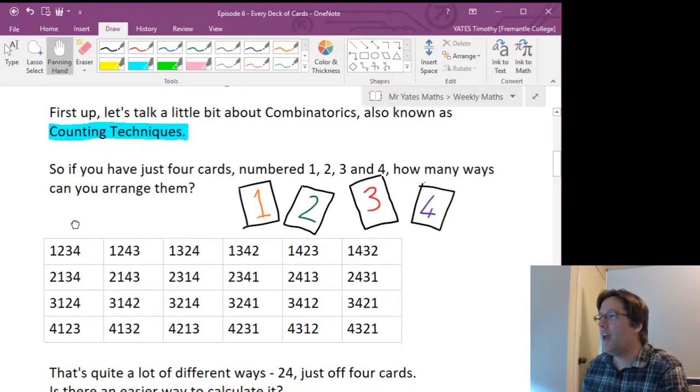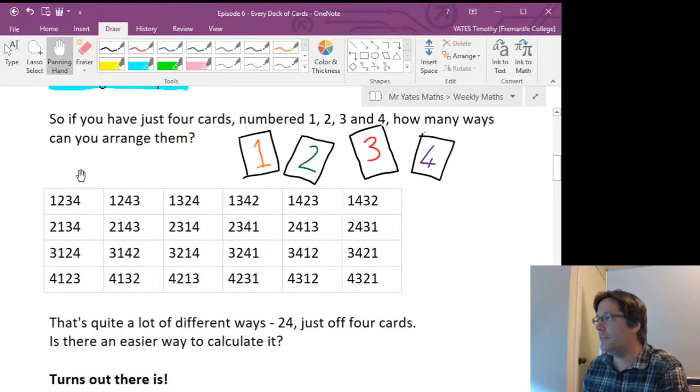So if we have just 4 cards numbered 1, 2, 3, and 4, how many ways can you arrange them? And I've got all the different ways we can arrange them down here. All of these first ones have got 1 as the first card that's been picked. All of these second ones have 2 as our first card that's been picked, then 3, then 4.